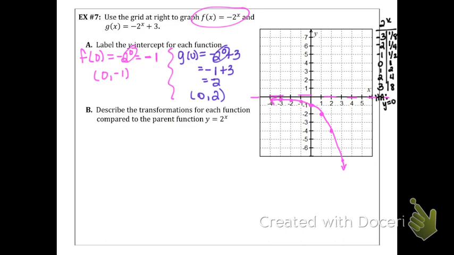Now, if you look at g of x, it does have that vertical shift. That horizontal asymptote is going to change. And so I'm actually going to do that one first. I see that my vertical shift is up 3, so I'm going to take that horizontal asymptote and move it up 3. Now it's the same graph we just did, but now it's up 3. So I'm going to take each one of those points and just move them up 3.